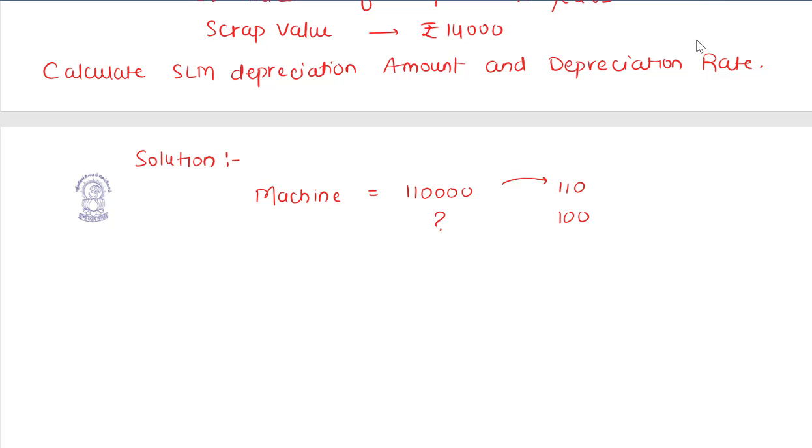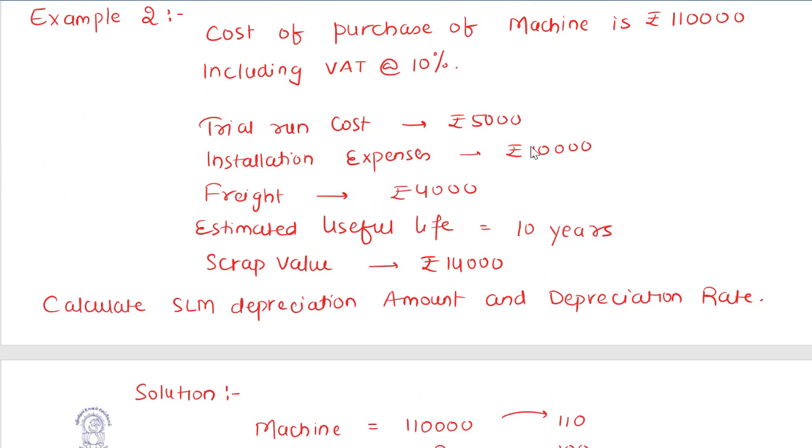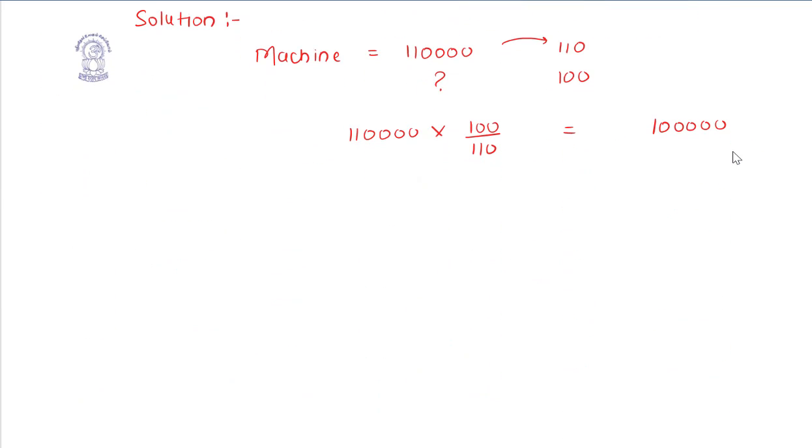What would be 100? How will we calculate this? 1,10,000 multiplied by 100 divided by 110 equals 1 lakh. We need to add the trial run cost, 5,000, installation cost, 10,000, and freight cost, 4,000. But the VAT is not to be added, because VAT is a recoverable tax, and that is why we will not add VAT over here.